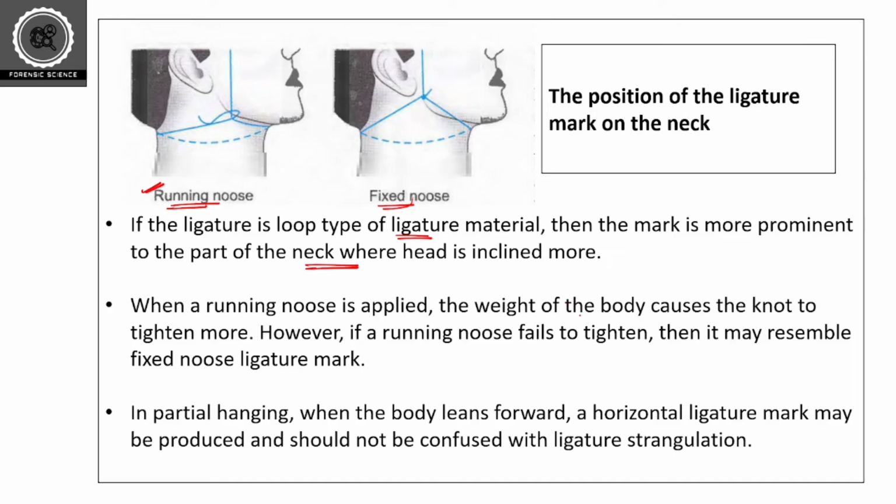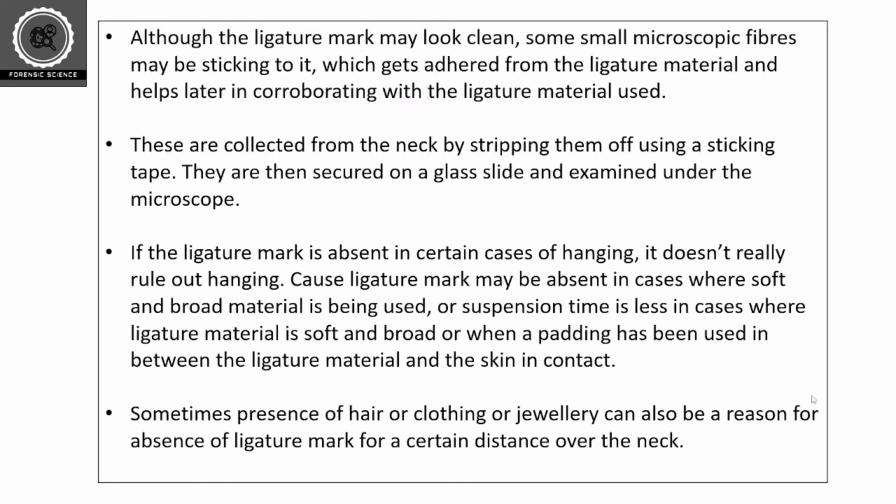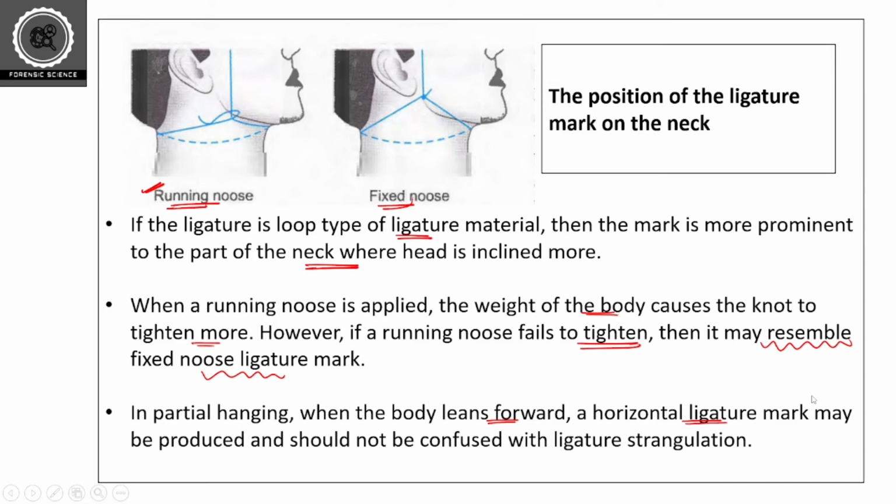When a running noose is applied, the weight of the body causes the knot to tighten more. However, if the running noose fails to tighten, it may resemble a fixed noose ligature mark. It could look like a fixed noose ligature mark. If there is partial hanging and the body leans forward, and a horizontal ligature mark is present because of that, it may imitate manual strangulation, ligature strangulation. It may resemble ligature strangulation.